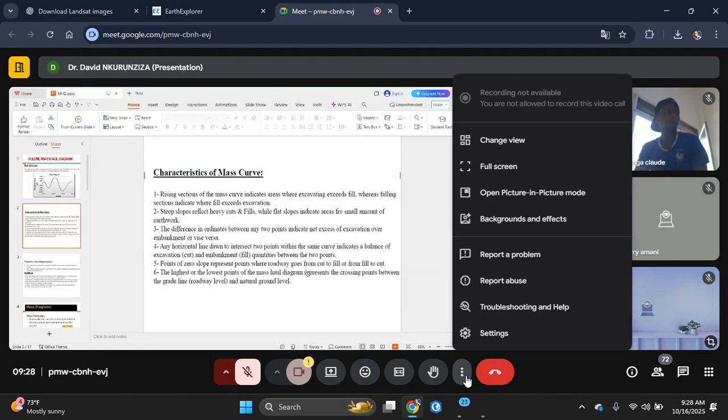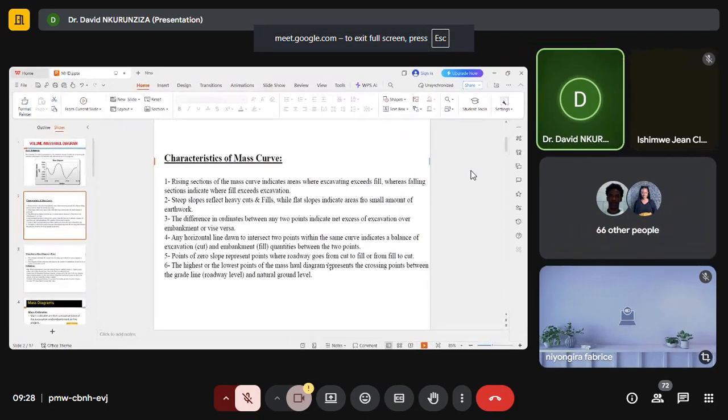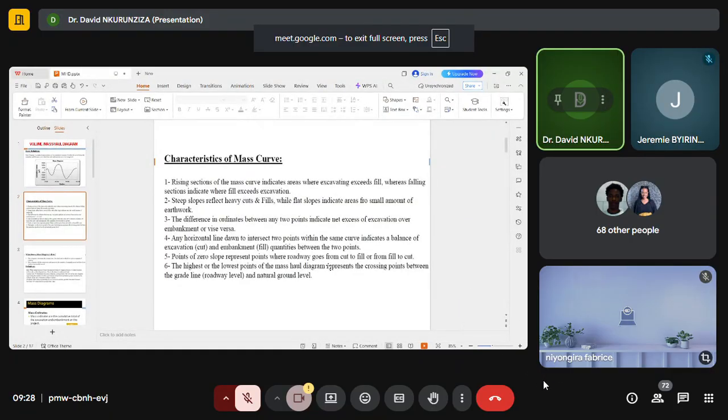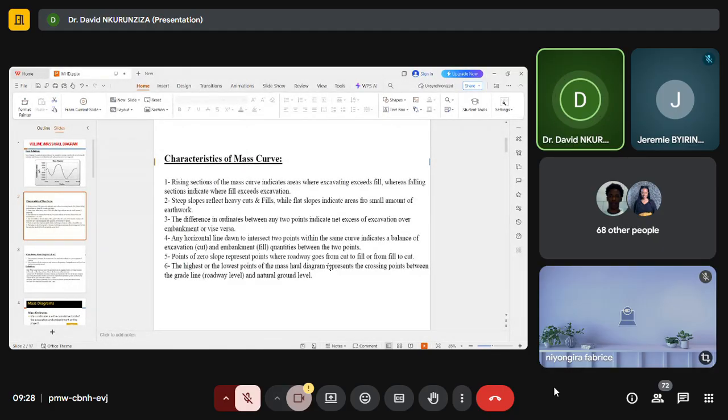So the first characteristic is to see the rising section. If on your curve the rising section is there, that is indicating that there is a cut, meaning that cutting is taking place. Now, when you have the falling sections, this means that there is a filling activity taking place.